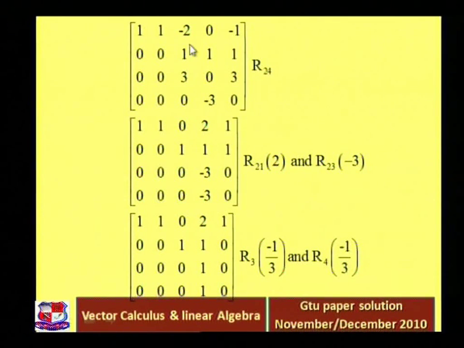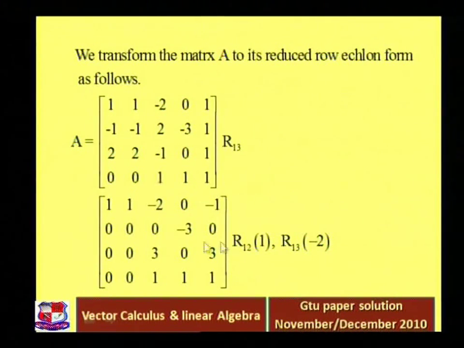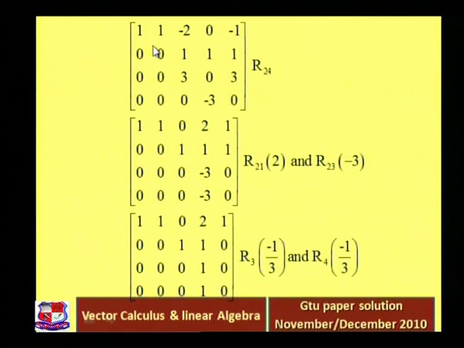Now next process, R24, we are interchanging second and fourth row. So the second row is now 0 0 1 1 1, fourth row is 0 0 0 minus 3 0, first and third row are as it is, 1 1 minus 2 0 minus 1, third row is 0 0 3 0 3, R24.